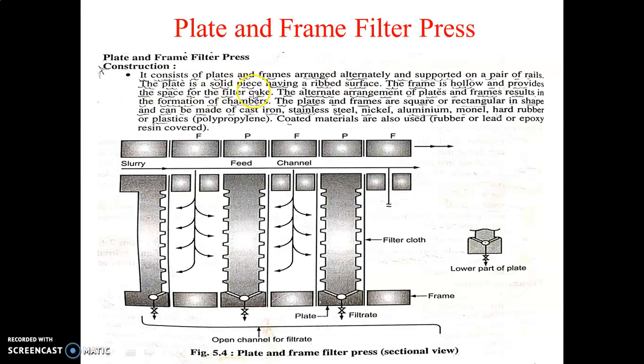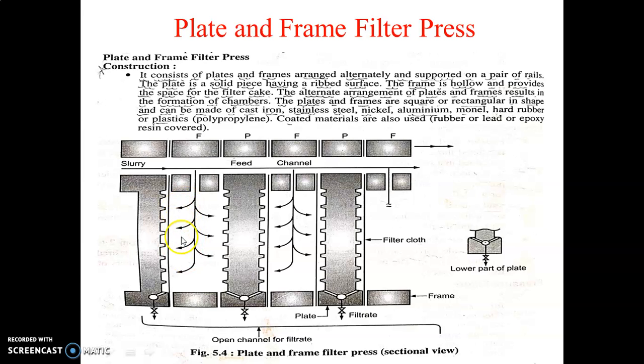And the plate is a solid piece having a ribbed surface. So this is called a ribbed surface. That means some of the surface is extended. And the frame is hollow. So this is the frame. If we look at this area, there is nothing, or we can say this area is hollow. That means it is an empty area.